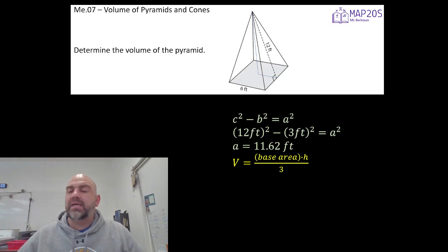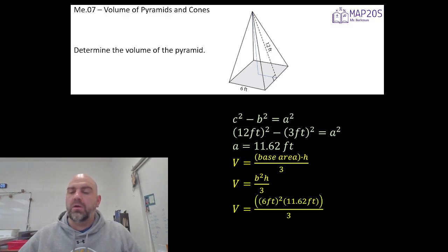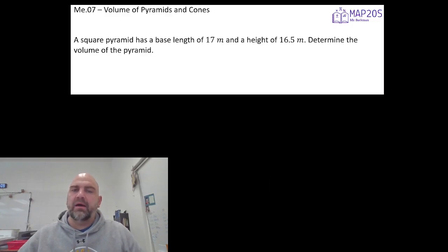Base area times height divided by 3. Our base is a square. Therefore, our volume is 139.43 cubic feet. Okay, so the tricky part is you have to find the height. All right, let's try this one.